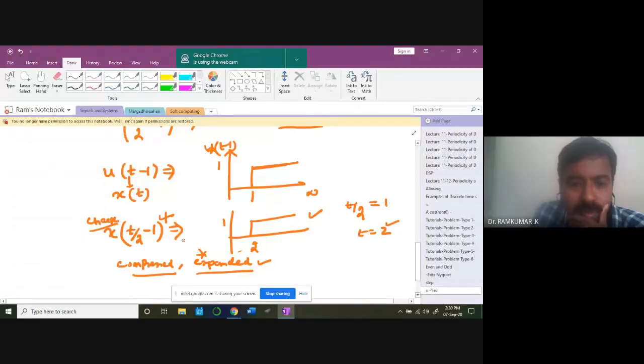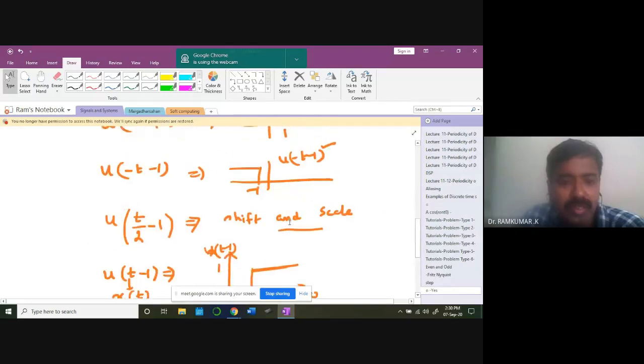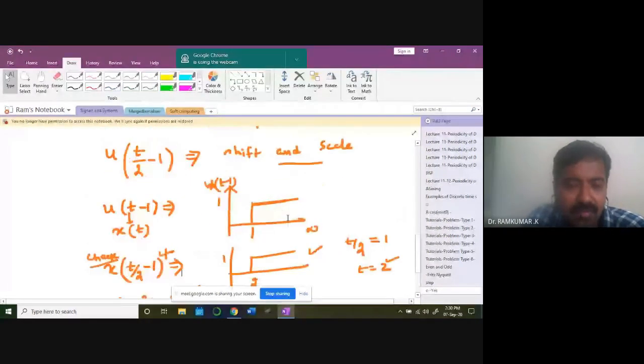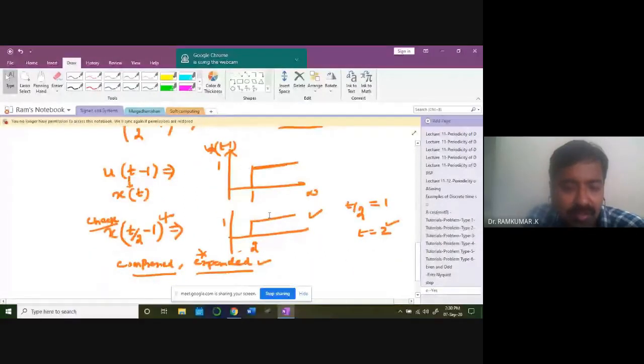So we'll take up more examples on this and we will code this, for time shifting and scaling. But right now, just keep it in mind. This is not right in fact. T by 2, you cannot say like this.